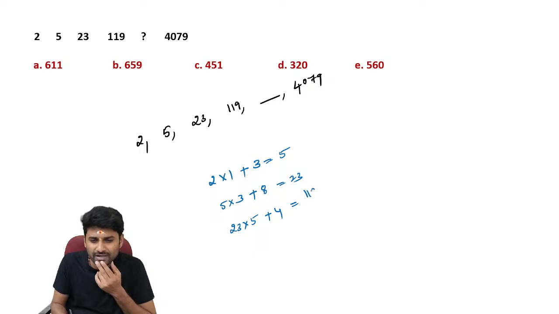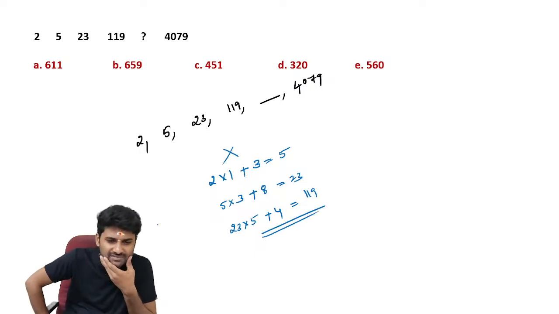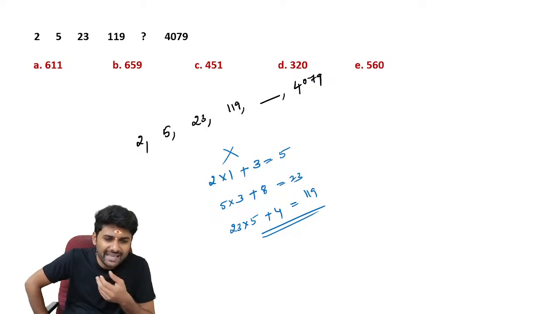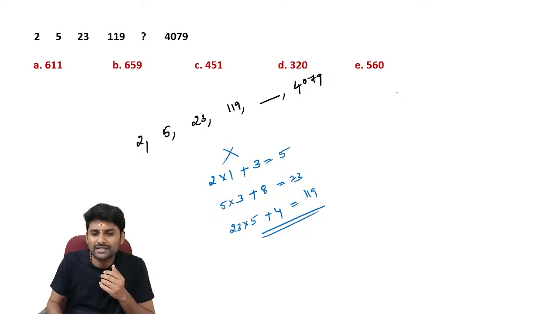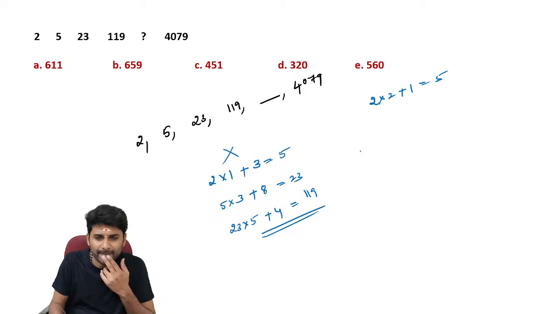Plus 4 is 119. If you observe, this is not in a proper sequence. 115 is okay, but we are adding different numbers: 3, 8, 7. Let's go for another. So 2 into 2 plus 1 is equal to 5. Now 5 into 3 is 15. 15 plus 8 is equal to 23. Let us consider that 1 is a cube number and 8 is a cube number.